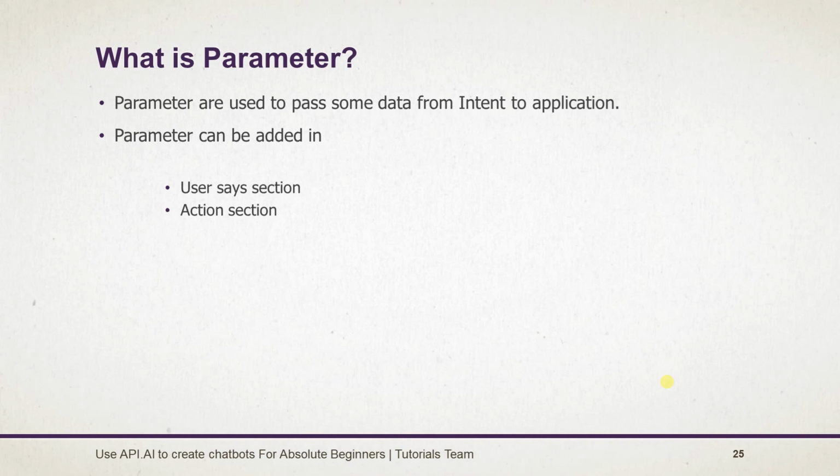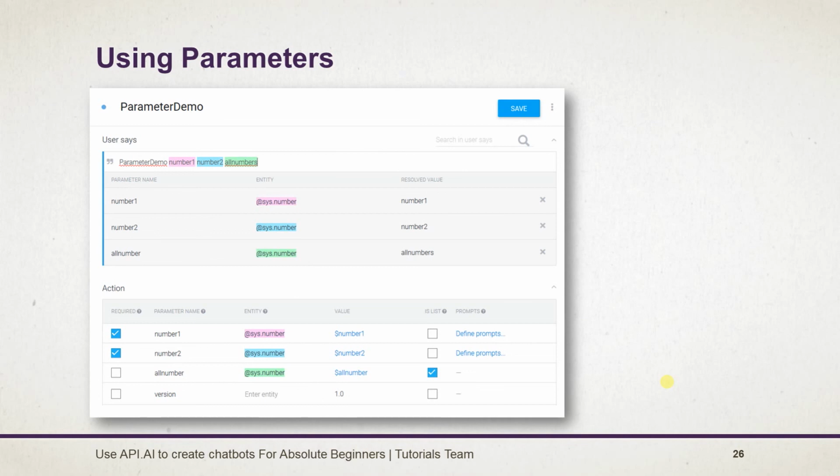The parameter table is present in the user says section as well as the action section. In the user says, it contains the read-only parameter details of only the one user says, whereas in the action section it contains all of the parameters used in this intent, and we can modify it. We can create a parameter from user says by using the entities. In the action section, we can change the parameter name, type, required, default value and make it a list.